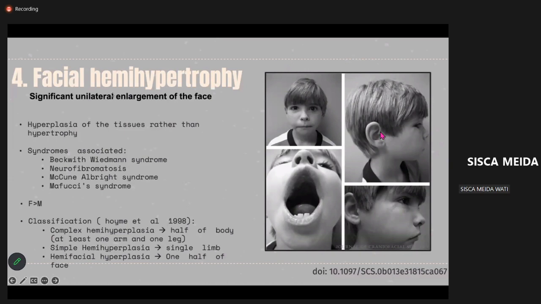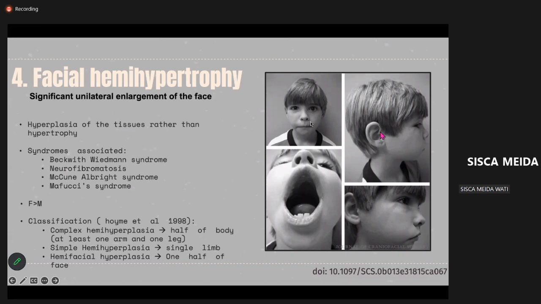The other type of developmental disturbance in the jawbone is facial hemihypertrophy. We can define it as a significant unilateral enlargement of the face. You see that this kid's jaw looks asymmetric. Okay, this part looks bigger compared to the other side, and we can call it facial hemihypertrophy.